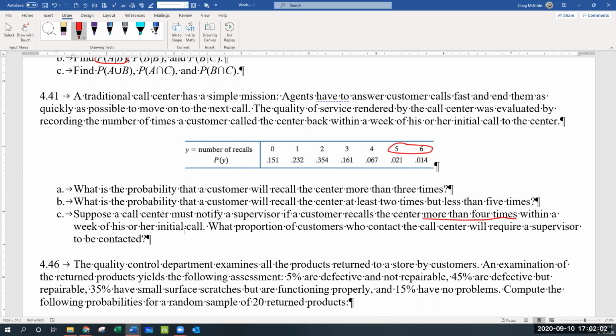So this random variable represents how many times a given customer will call back within 7 days of their initial call. About 15% of them are satisfied with their tech support and don't call back at all. 23% have to call back once within that week, right? 35% have to call back twice, and so on and so forth. So the random variable, the y here, is the number of recalls, and those are counted. Therefore, this is a discrete random variable, and therefore a discrete probability distribution.